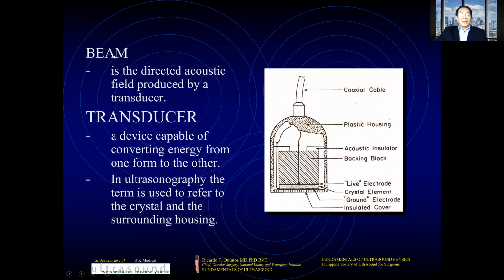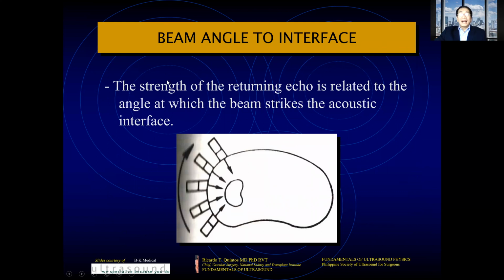So again, the beam is the directed acoustic field produced by a transducer, and the transducer is the device that is capable of converting energy from one form to another. We have to look now at the beam anatomy, because the beam anatomy and the beam behavior can affect how the transmission of sound and how this sound can be processed further.